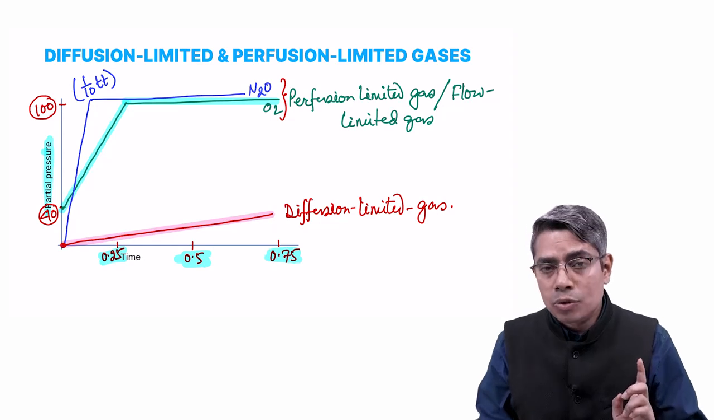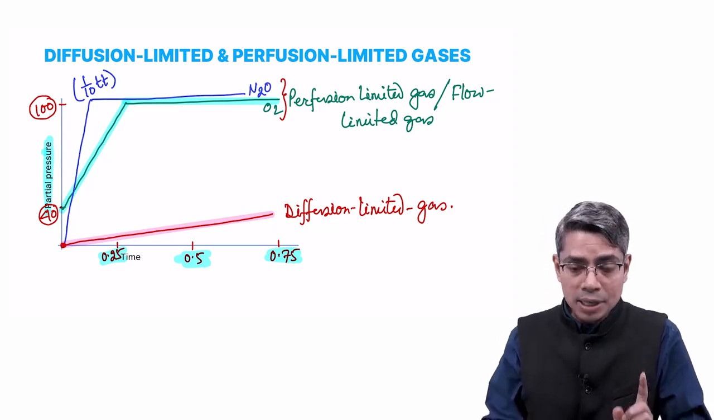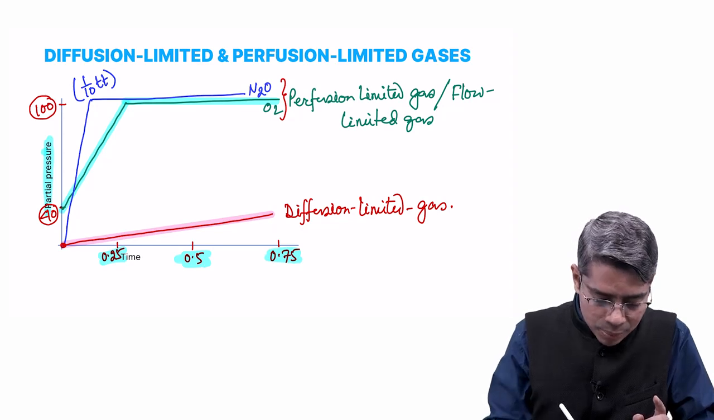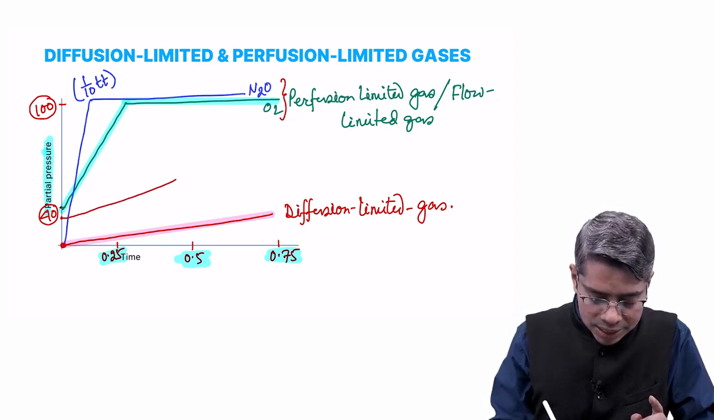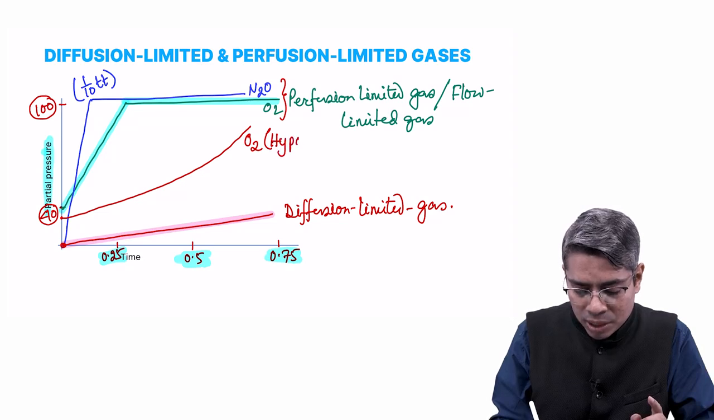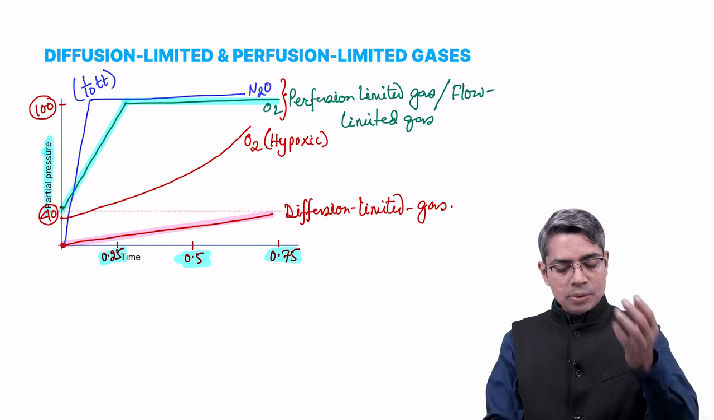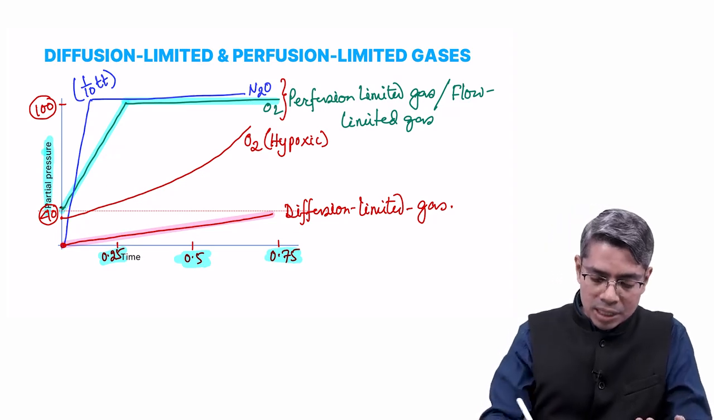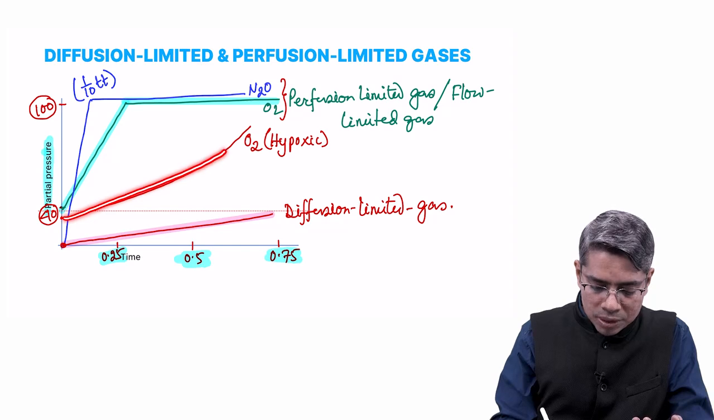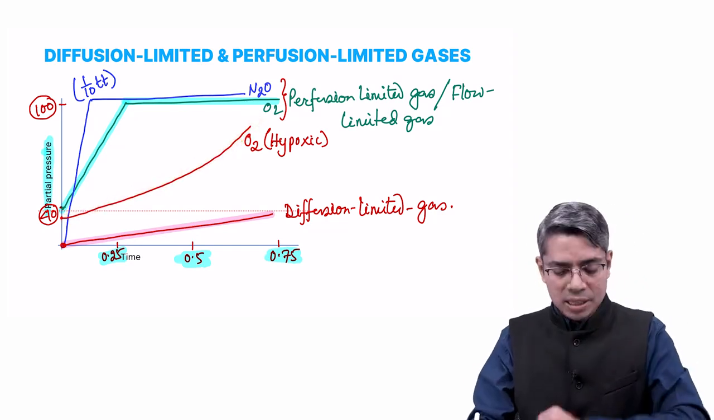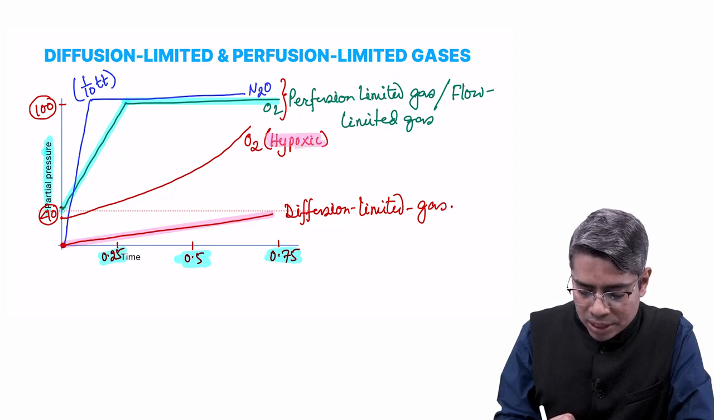Sometimes oxygen can also behave like a diffusion limited gas when the person is suffering from hypoxia. When the person suffers from hypoxia, the oxygen curve will look like this. I'm writing here, this is oxygen in abnormal condition, the hypoxic condition. If you take oxygen more and more, because the person is suffering from hypoxia, the diffusion equilibrium will not be reached, even at the end of the transit time. This is the oxygen diffusion curve in hypoxic condition. So oxygen in hypoxic condition is also a kind of diffusion limited gas.